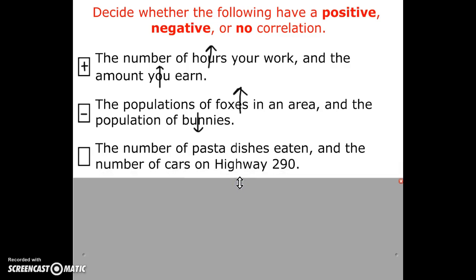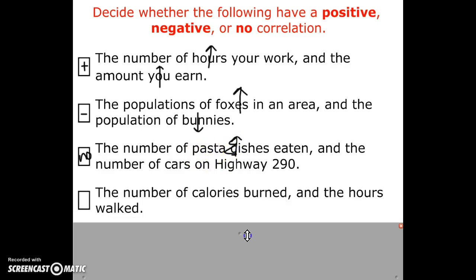The number of pasta dishes eaten and the number of cars on Highway 290. Think about the pasta dishes increasing. If you eat more pasta, it doesn't really affect the cars on 290. And if there's more cars, it doesn't affect the pasta. So this would be an example of no correlation because those two things are not related to each other.